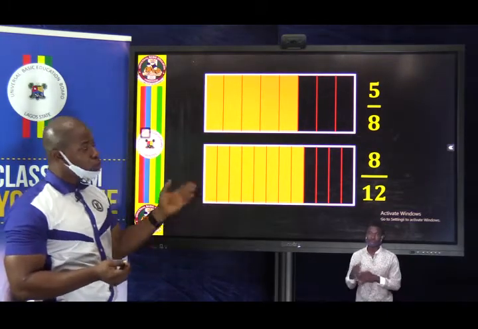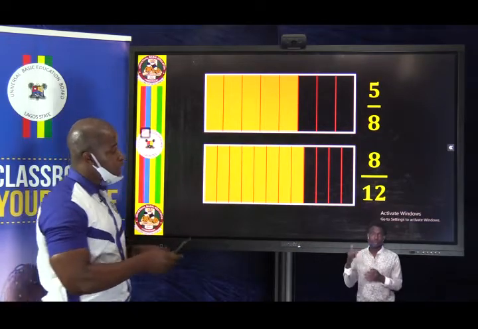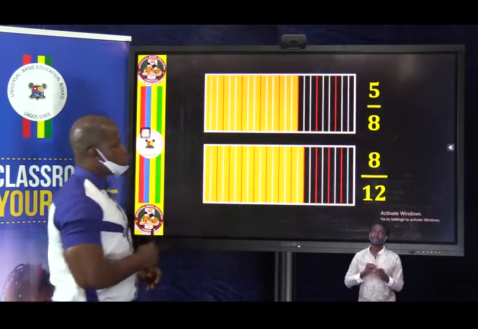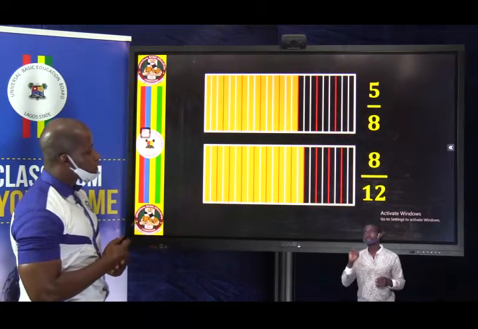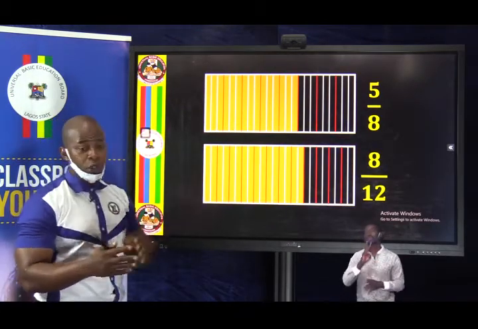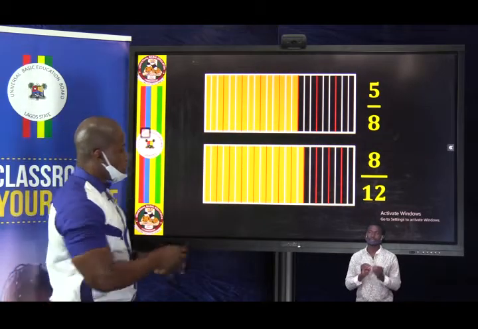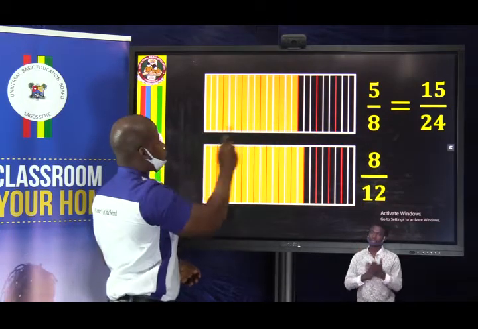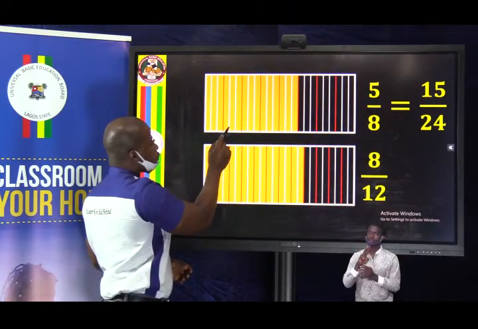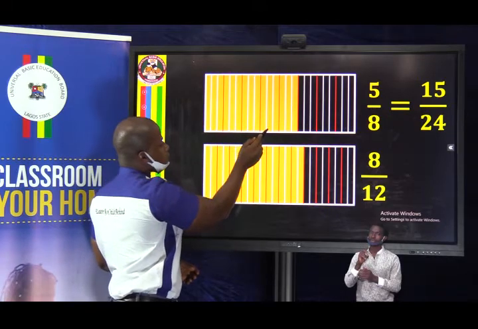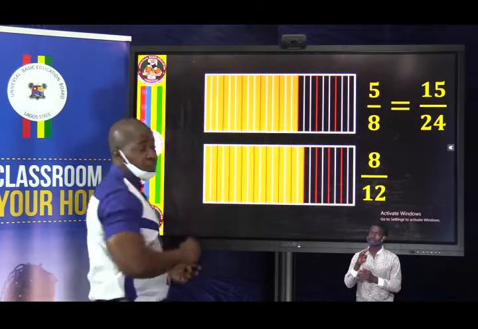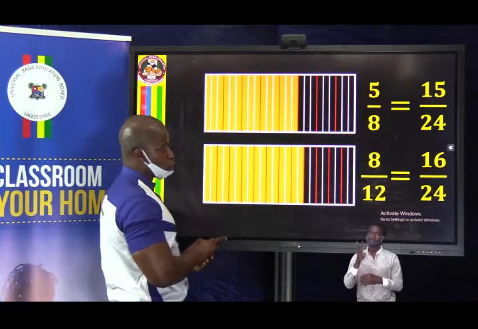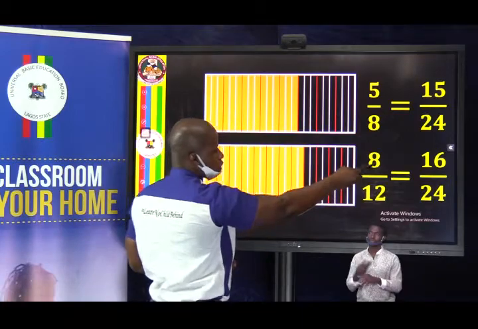But of course, if we don't draw the diagram, we will just make sure that they have the same denominator. And there's no way I can make 8 become 12. So what I do is make everything have a denominator of 24. Divide it into 24 portions. And now this automatically becomes 15 parts out of 24, because if we count 1, 2, 3, 4, 5, 6, 7, 8, 9, 10, 11, 12, 13, 14, 15, that's 15 out of 24 portions. But this one here will become 16 parts out of 24 portions, because obviously if I multiply 8 by 2, I'll get 16.